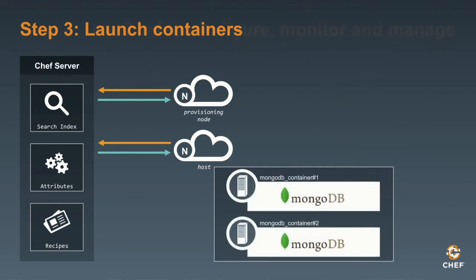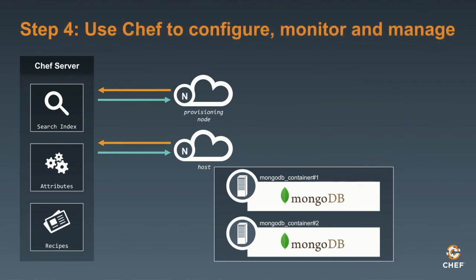Sometimes you need to configure a container after it's been deployed. In this case, we need the MongoDB instances to query the Chef server to learn about other MongoDB nodes in their cluster. If they don't know each other's IP addresses, they can't act as a MongoDB cluster, and that would be very sad.